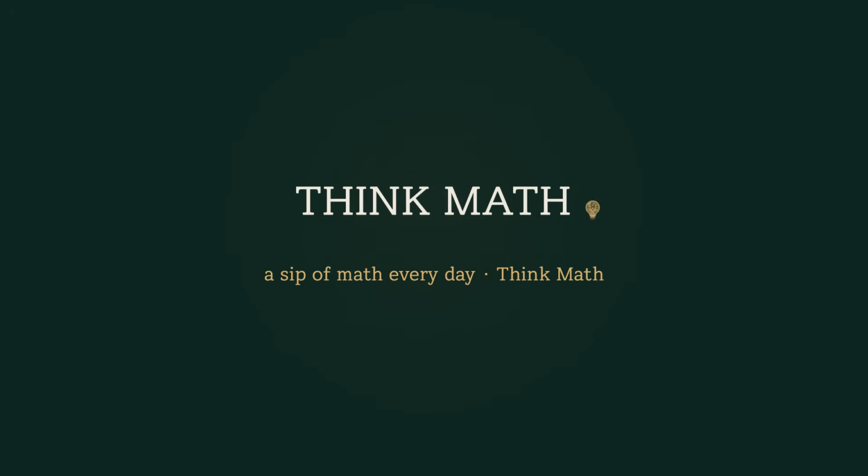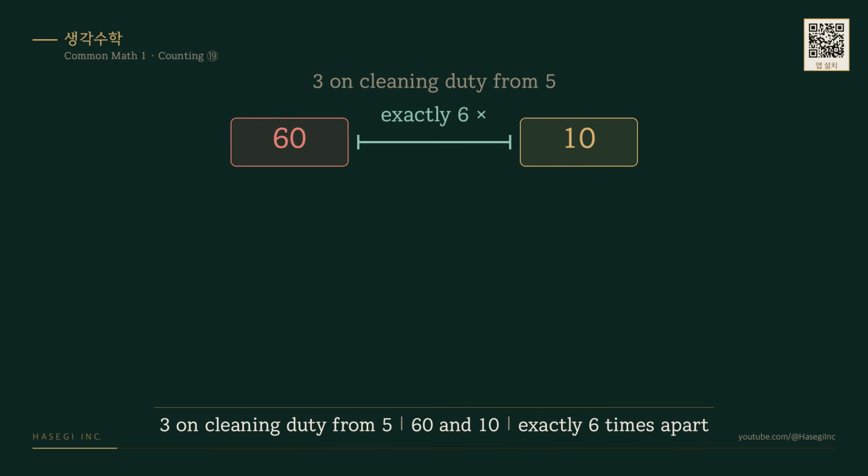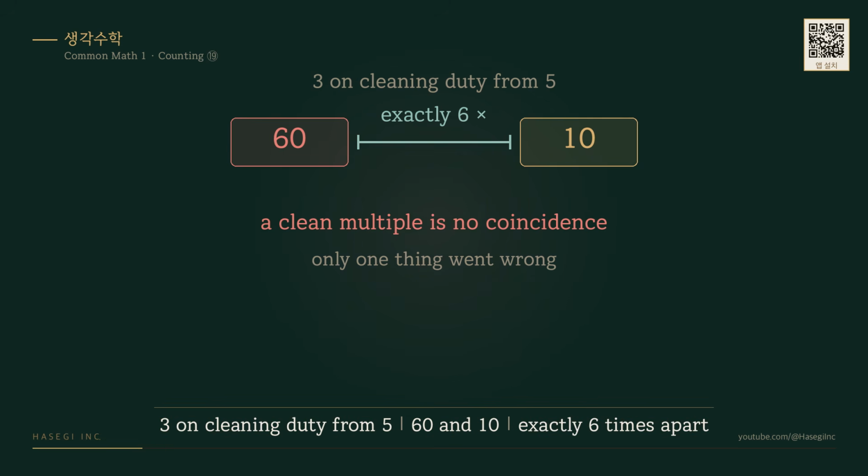Think math. Pick 3 people out of 5 for cleaning duty. One student answered 60. Another answered 10. Wrong answers are ordinary enough, but the gap between these two is odd. It is exactly 6 times. An error that lands on a clean multiple is never a coincidence. It means only one thing went wrong.